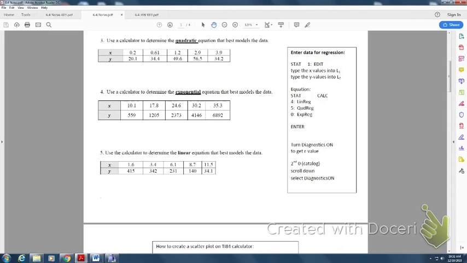So let's go through this first one. It's going to be quadratic. So the first thing you're going to do is you're going to go to Stat Edit. And this gives you a table that you can put numbers into. You're going to put your x values into L1, your y values into L2.